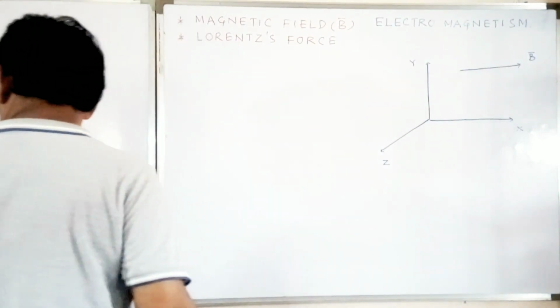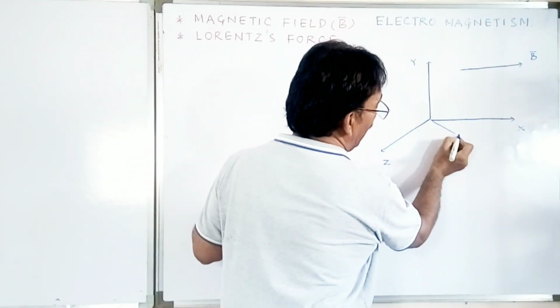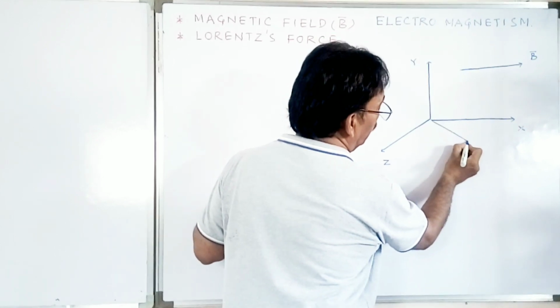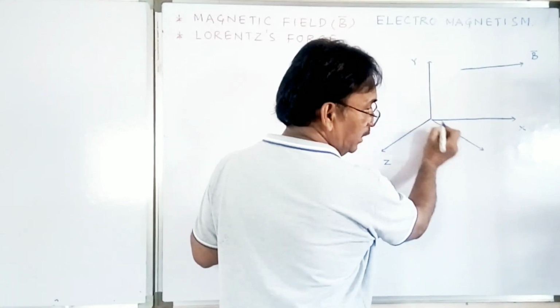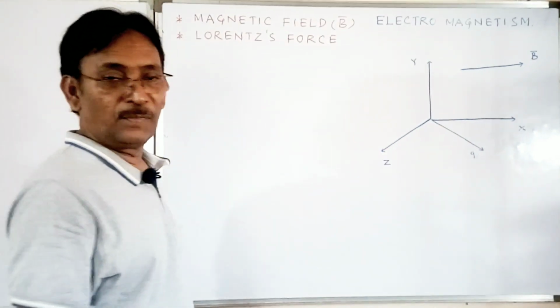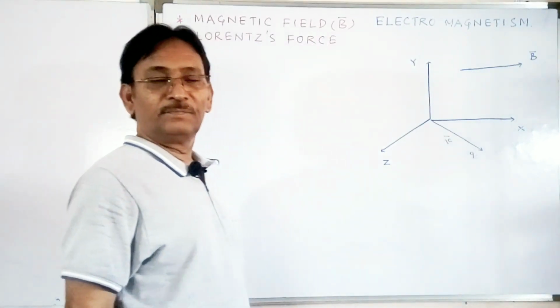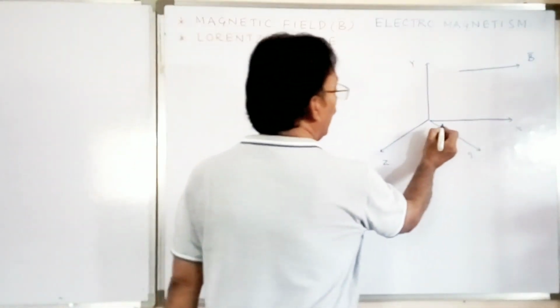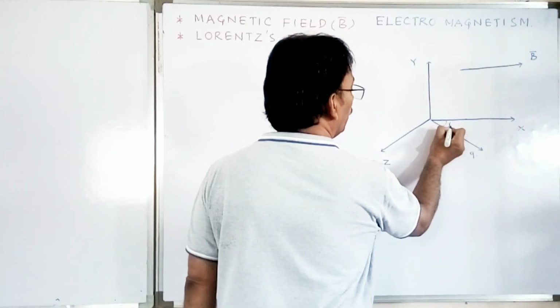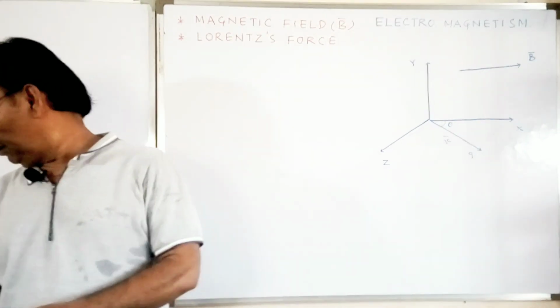Just imagine that a charged particle enters into the magnetic field, making an angle of theta with the field. Here in this way a charged particle is moving. Let the charge be q and it enters with a velocity of v bar, making an angle of theta with the magnetic field B. Then we will see what happens.